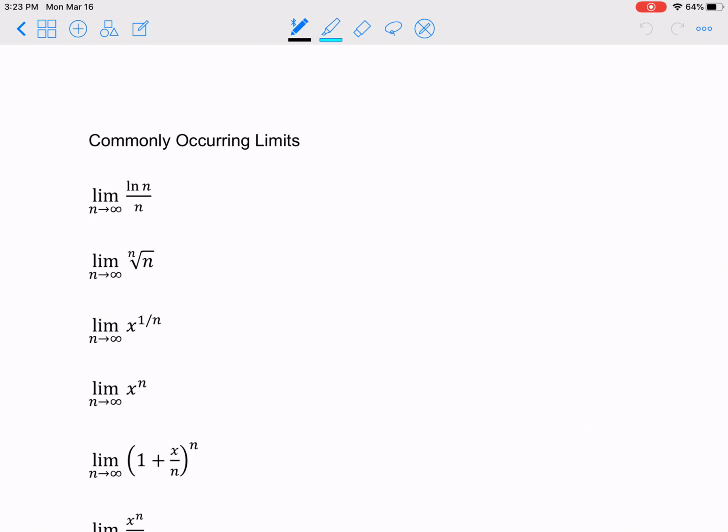So some commonly occurring limits that you're going to want to know for this: the limit of the natural log of n over n as n goes to infinity. You're going to want to know this one is 0.